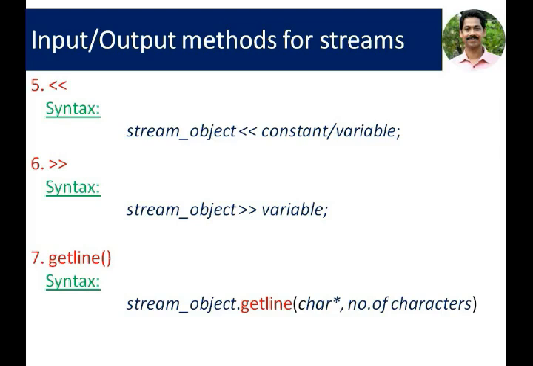For example, if you give a character pointer as the first parameter and the number of characters as 80, the first 80 characters will be read into the array. The next getline call reads the next 80 characters and so on. So we can read an entire file by writing a program and using the getline function.